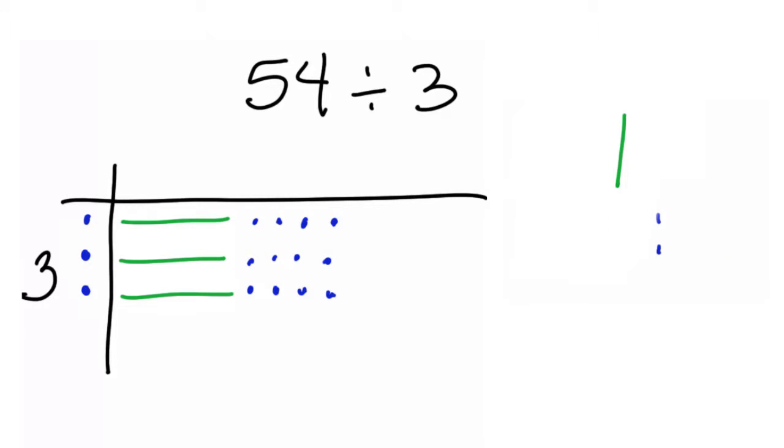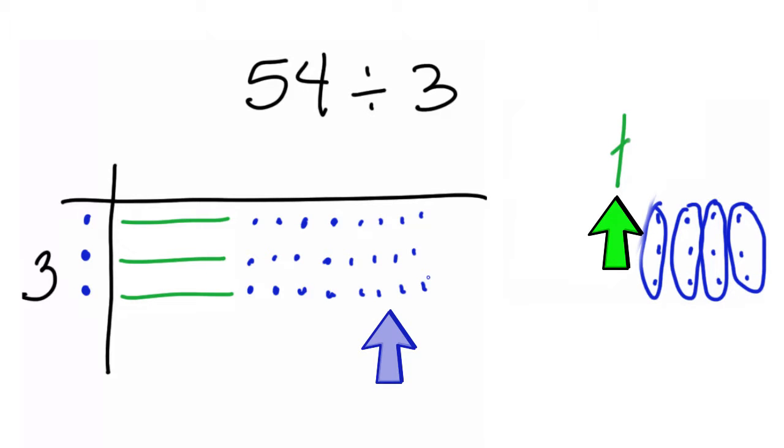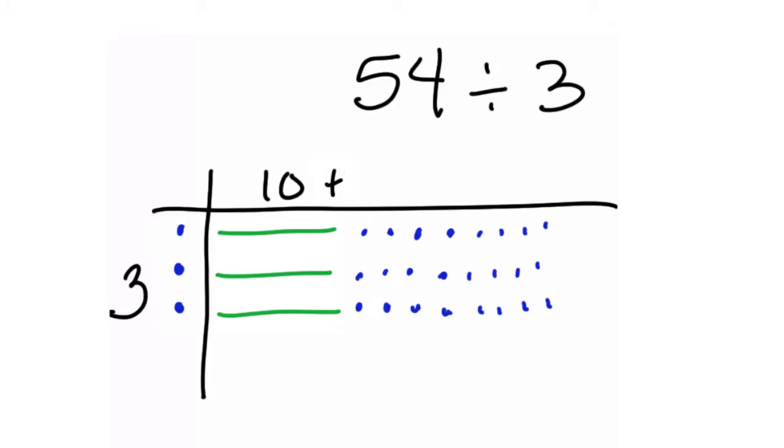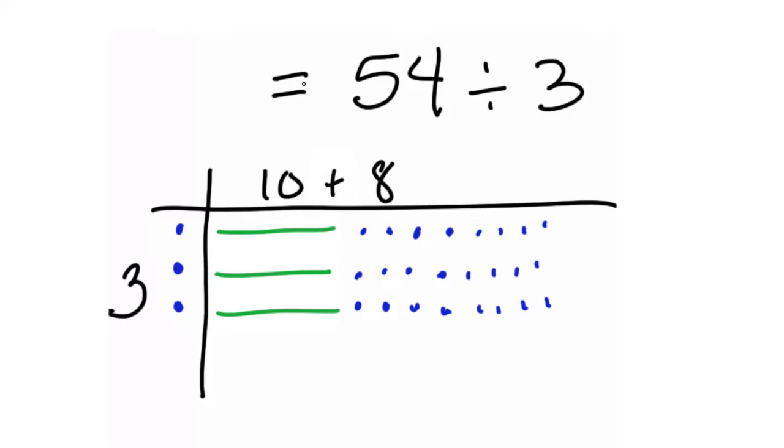Repeat the process with the next 10, and they will be placed 1 in each group. Across the top there is 1 ten and 8 ones, and 10 plus 8 will be recorded at the top. 10 plus 8 equals 18. The total of the lines and dots in the array is 54, which confirms our work, and the quotient of 18 can be recorded. 54 divided by 3 equals 18.